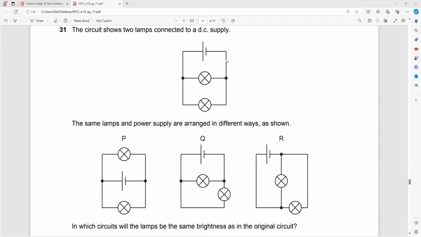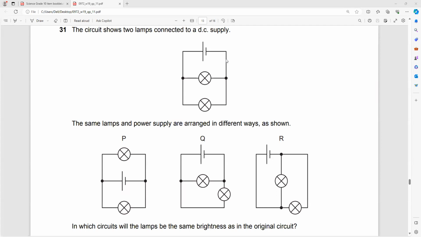The first question is from electricity. There are two questions in this, so we'll finish that. The circuit shows two lamps connected to a DC supply. Now the same lamps and power supply are arranged in different ways as shown. You all can notice it. I think you have seen similar circuits recently also.